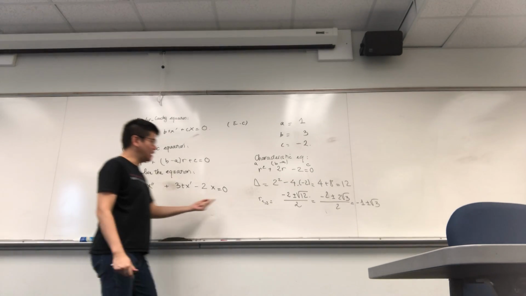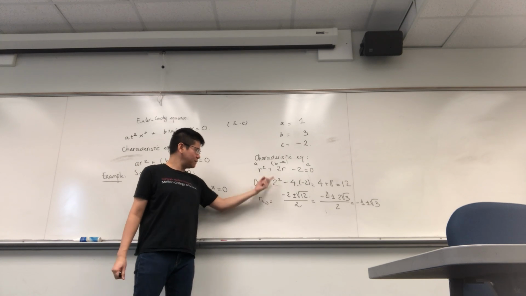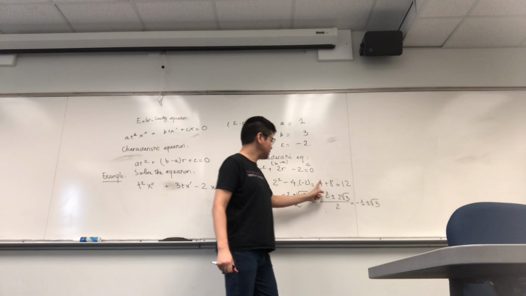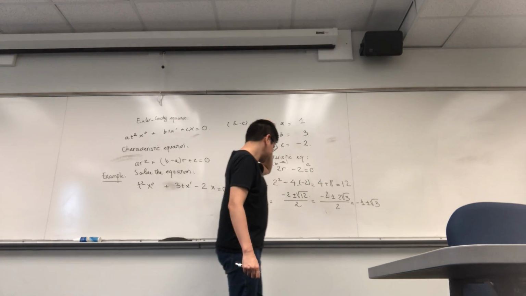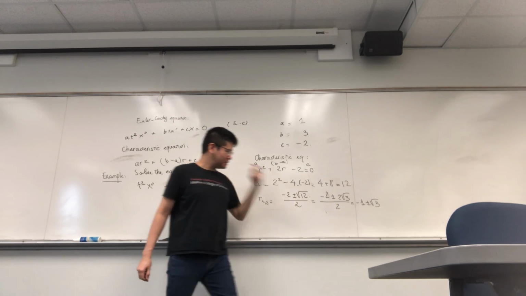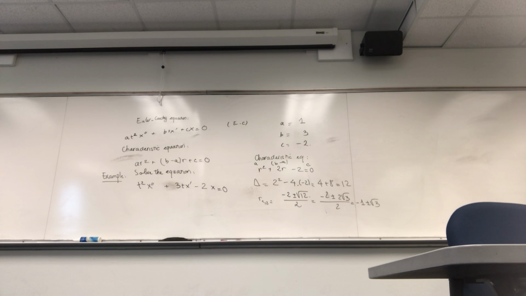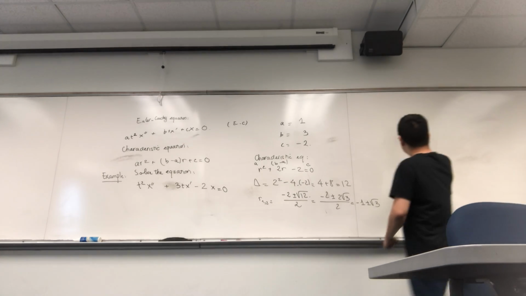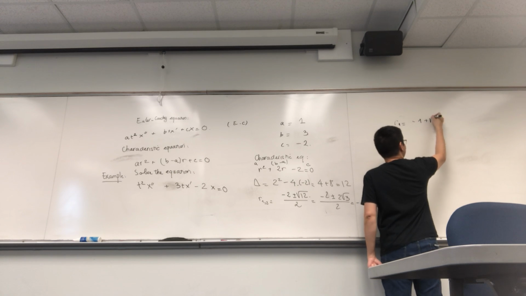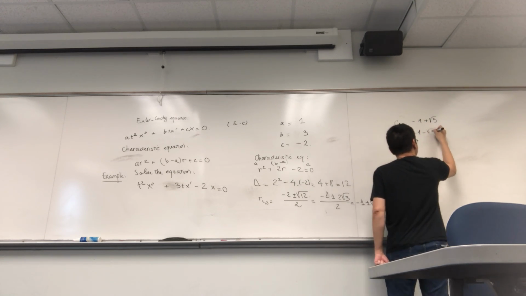Now I have two roots for this equation. Why? Because I computed delta. This is 2 squared minus 4 times minus 2. This is 4 plus 8, and this is 12. So I have minus 2 plus or minus square root of 12 over 2. This gives me minus 1 plus or minus square root of 3. Right? So this is r1, minus 1 plus square root of 3, and r2, minus 1 minus square root of 3.